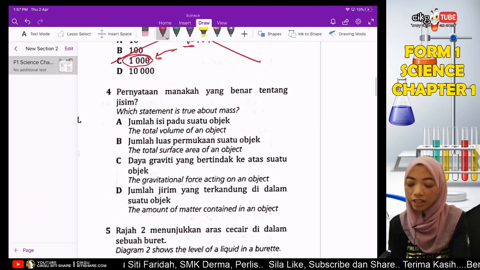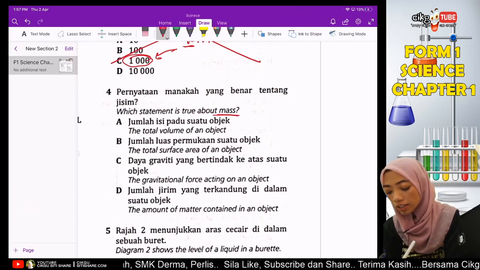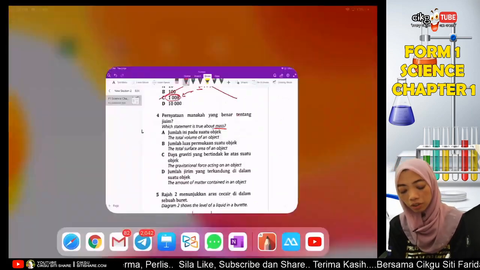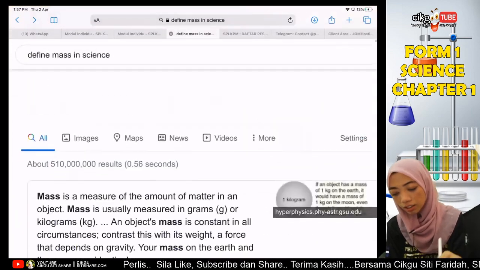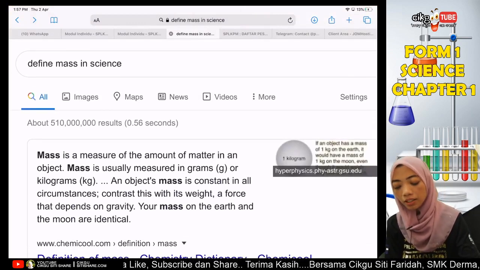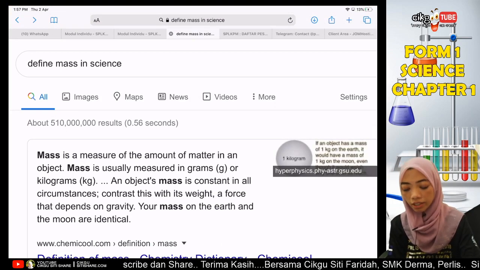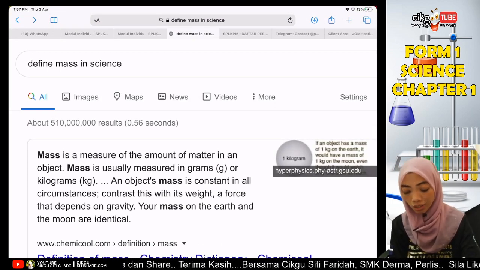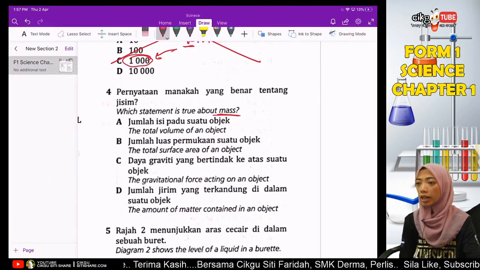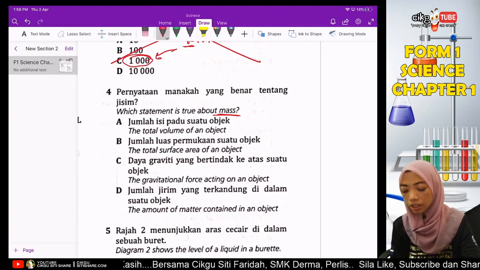Okay, let's go to number 4. Which statement is true about mass? You can ask Google, define mass in science. Mass is a measure of the amount of matter in an object. So mass uses the unit gram, kilogram. The unit of mass is gram.